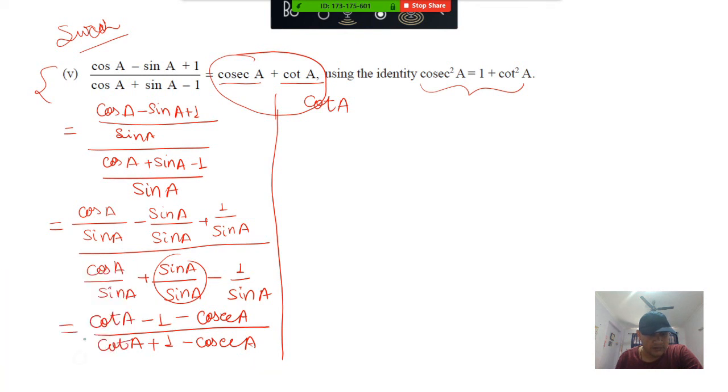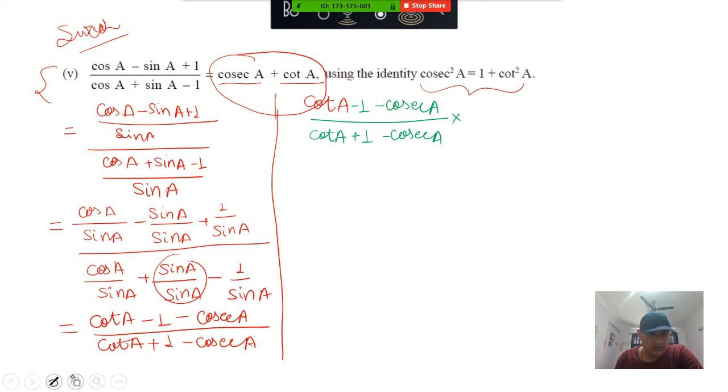Just lighter, getting this one. Cot A and minus 1 minus cosec A, divided by cot A plus 1 minus cosec A, into, with what we are going to multiply and divide?